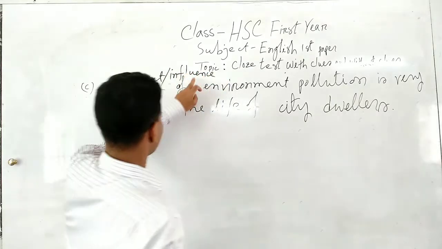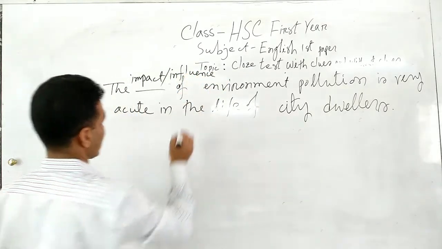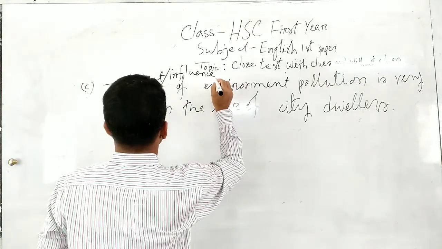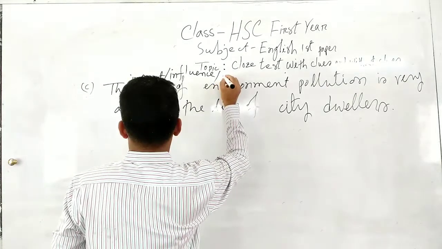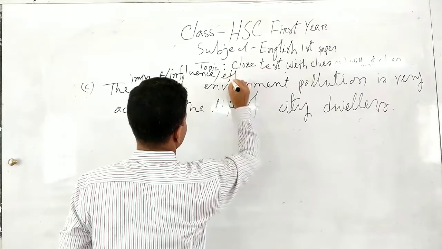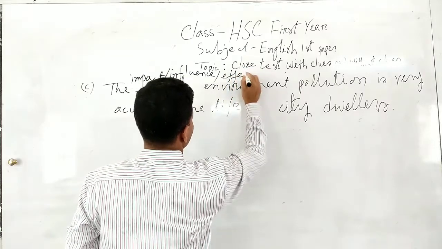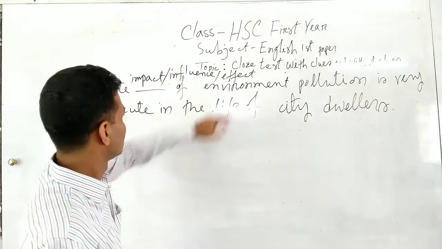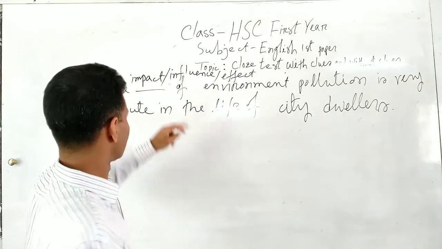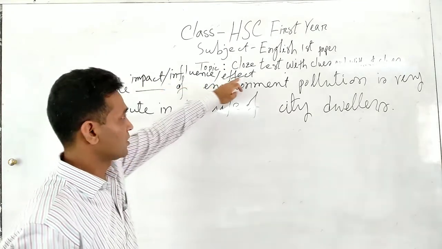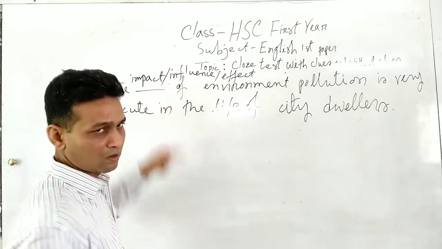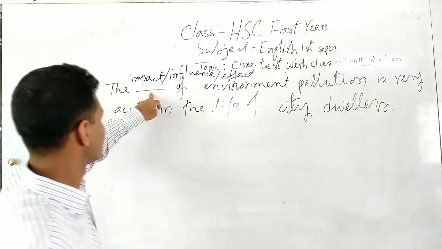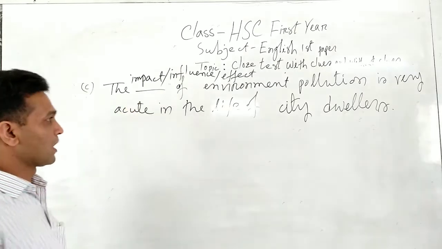You can use influence here, of course. Impact, influence, and effect also can be used here. Effect. These three nouns can be used here. So many others can be used also. Impact, influence, or effect. These three words are, of course, nouns. So we have to use in this gap a noun, of course.